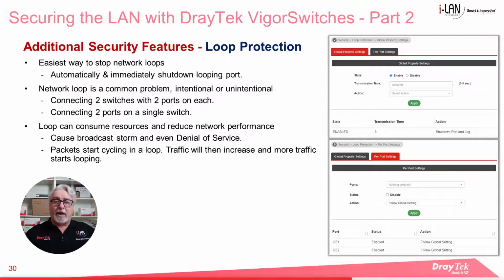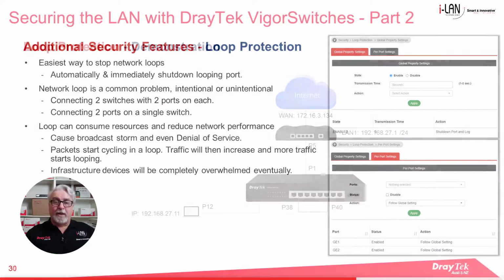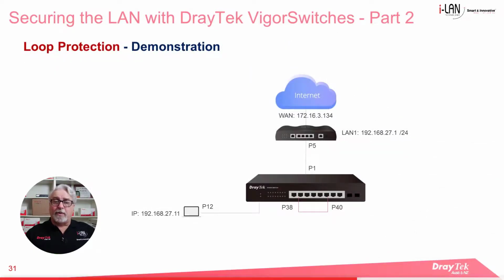When a loop occurs, data packets start cycling in an ever-increasing loop until infrastructure devices eventually become overwhelmed and stop responding. By default, every port is enabled for loop protection, but it is disabled in the global setting. Let's have a quick look at how loop protection works.